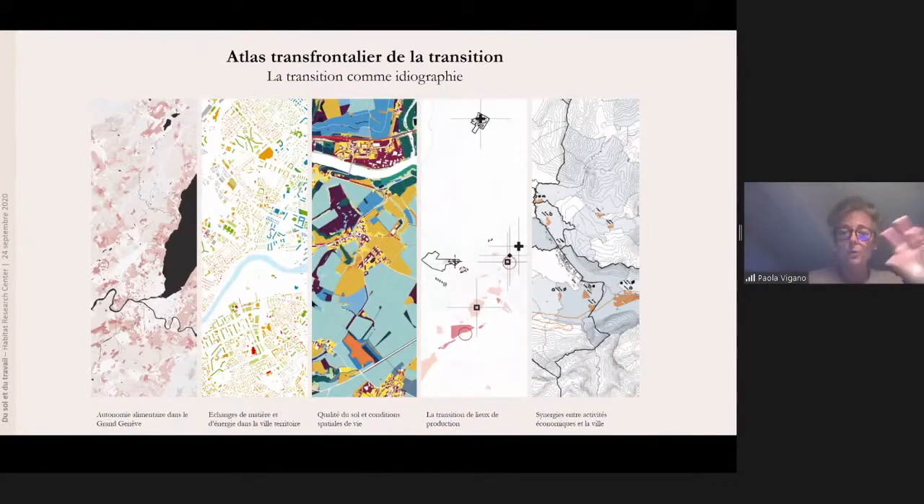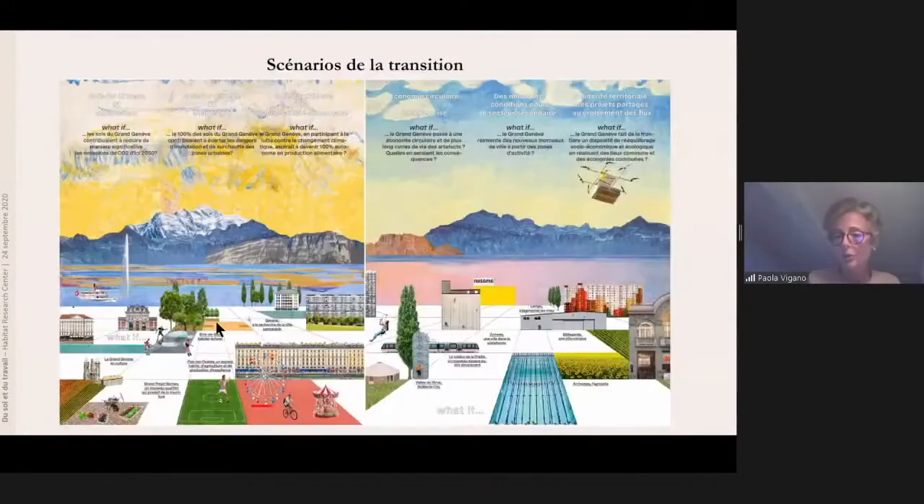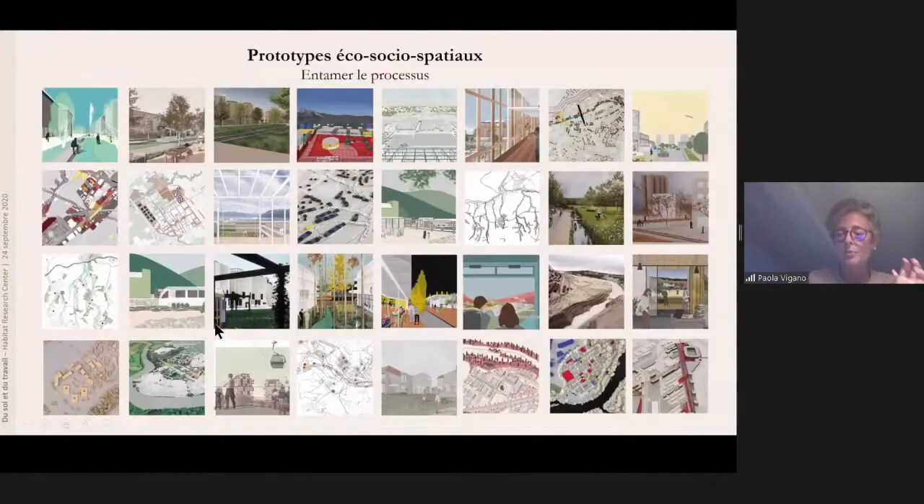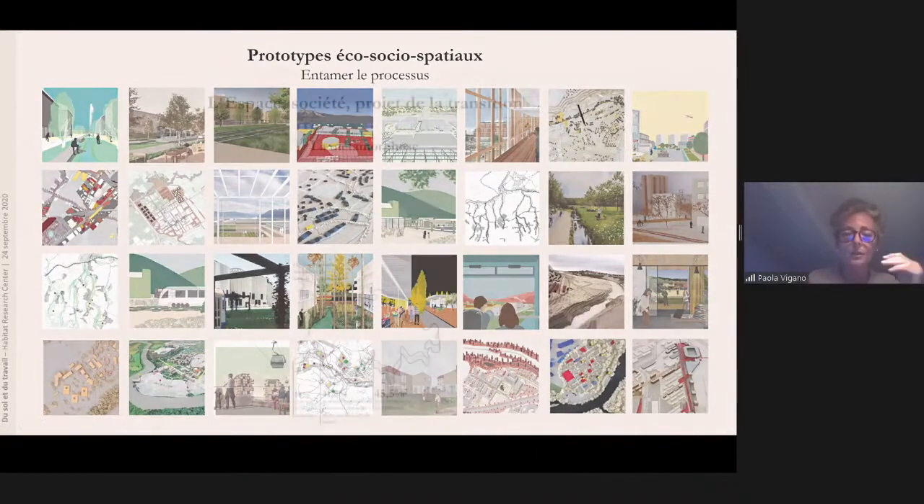The Transborder Atlas, here we are between France and Switzerland, of the transition. So how can we read the territory through the question of the transition? Which kinds of mapping are fundamental? Scenarios of the transition, and prototypes. The prototypes of the transition, this is something important, I think, are not just spatial prototypes, they are ecological, social and spatial prototypes. So they have to touch the three dimensions.